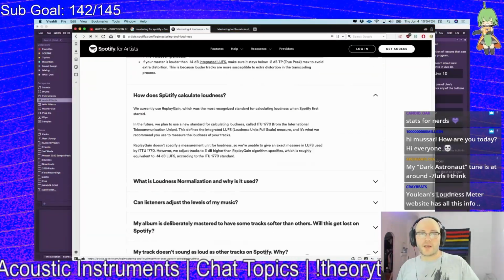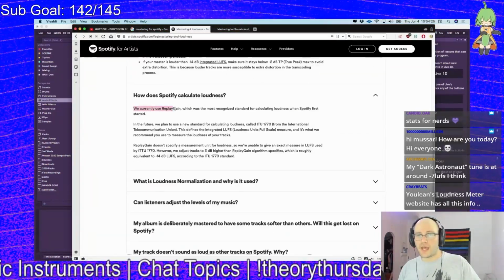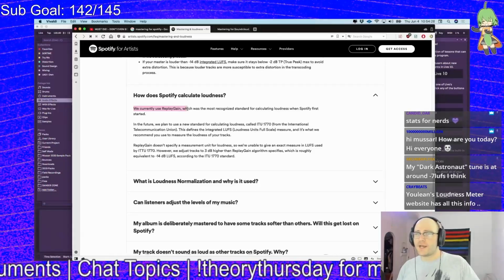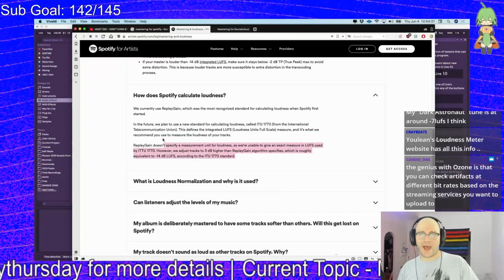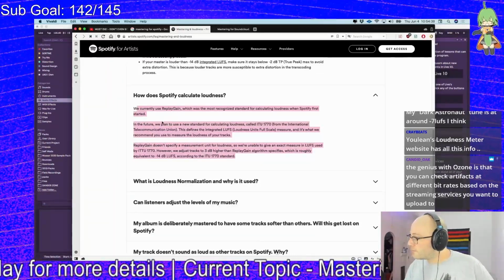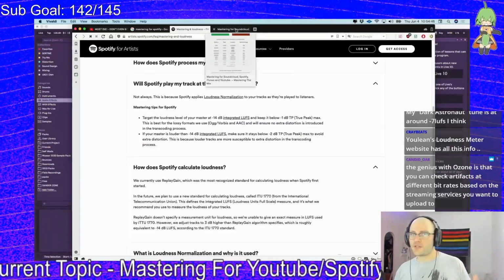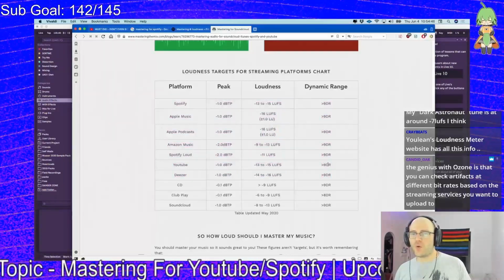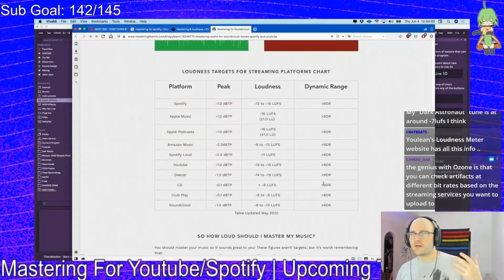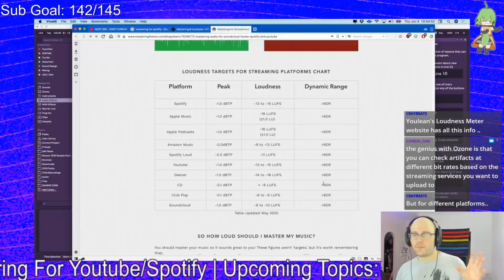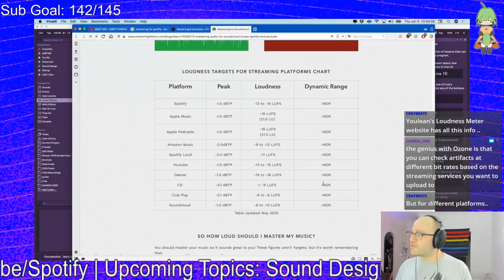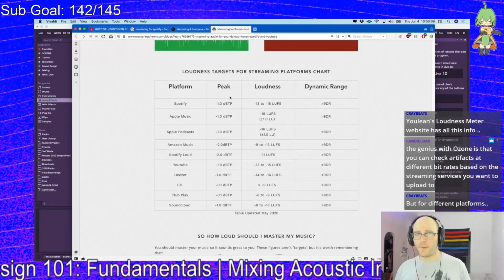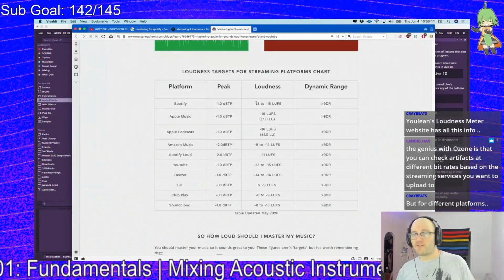And you can see Spotify uses a specific service in order to calculate the loudness of your track. This is sort of how they are processing it. Let's switch over to the second chart, which is going to show us the loudness ranges for different streaming platforms. But as you can see, each platform has a different one.